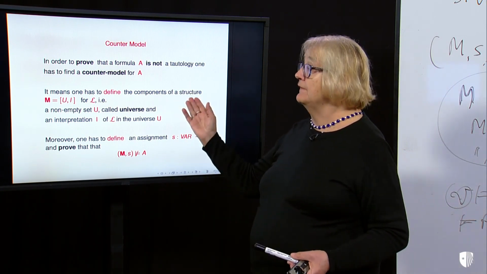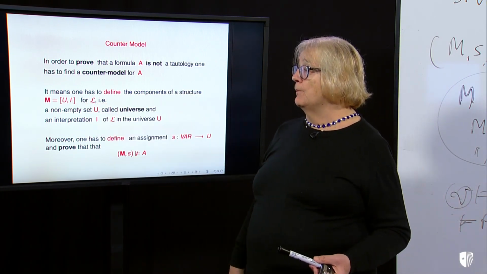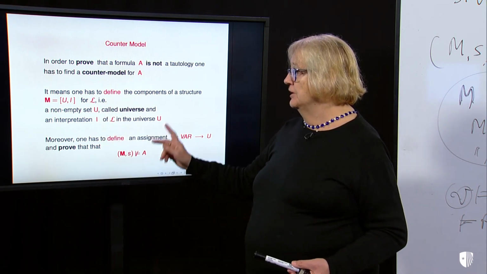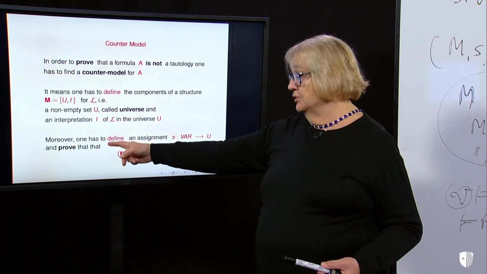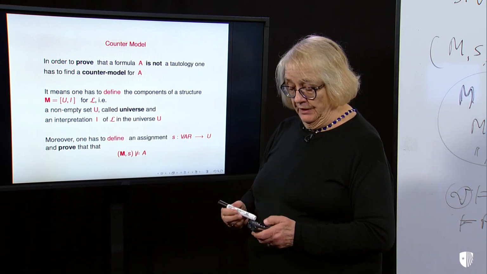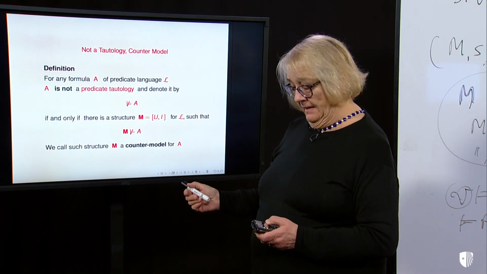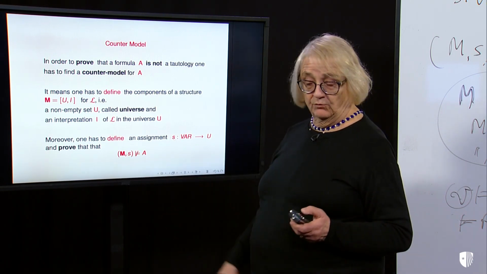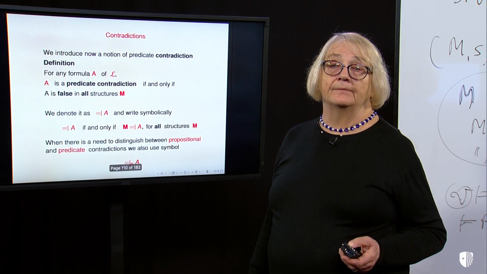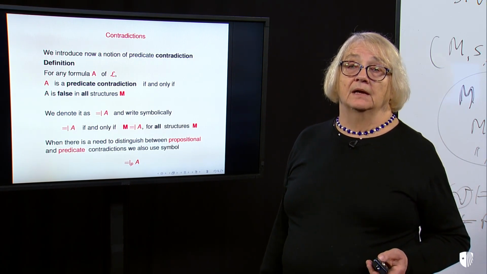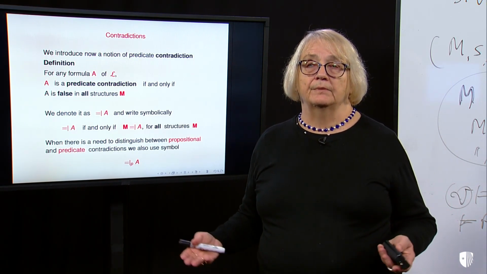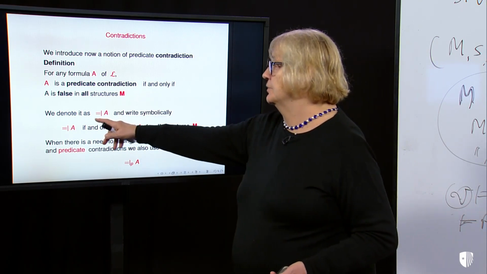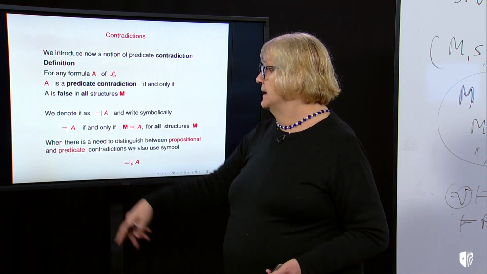It means you have to define all the components of the structure. You have to define the set, the interpretation of the universe, and also the truth assignment such that M, S would not satisfy A. And we also can introduce the predicate contradiction: A is a contradiction if A is false in all structures.